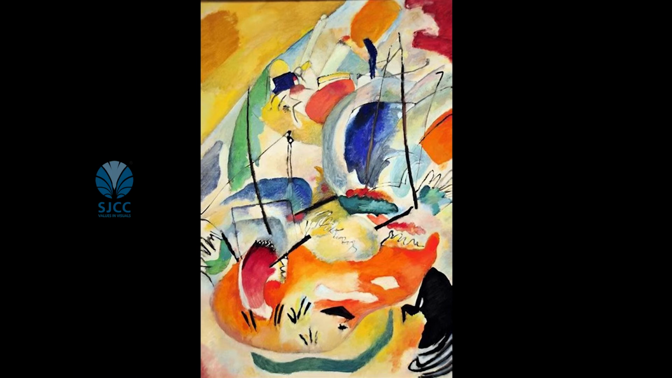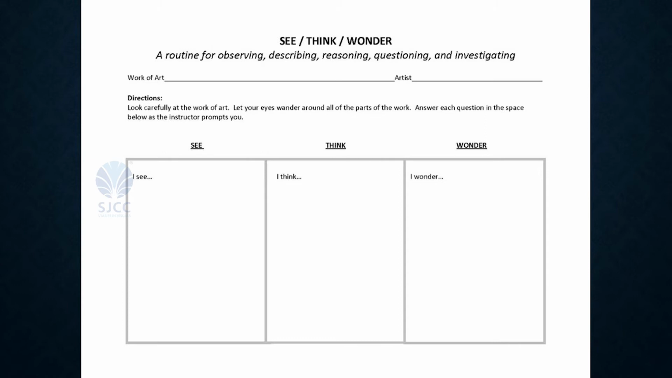Okay, now I want you to write, so take your notebook and divide your page into 3 parts. First part, you name it see. Second part, you name it think. Third part, you name it wonder. So once again, first part, see. Second part, think. Third part, wonder. 3 parts.